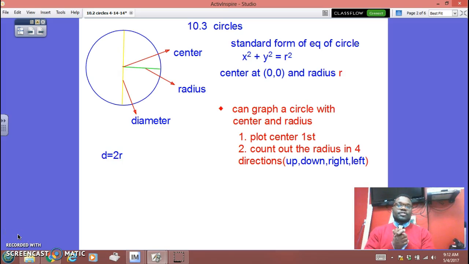Guys, we're going to talk about circles in an algebraic way. Of course, we know these things here. This point here is called the center. The green line here is the radius. The yellow here is the diameter. You've got this formula here that the diameter is 2 times the radius. Things like that.